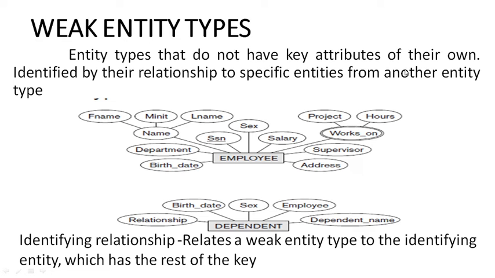Next, weak entity type. An entity that does not exist on its own is called a weak entity type. See here, the dependent only exists if the entity employee exists; the dependent's existence depends upon the entity employee. It is an entity type that does not have a key attribute of its own. It is identified by its relation to a specific entity from other entity types. Okay, here the dependent depends on the entity employee.